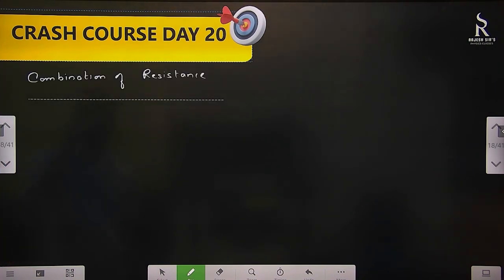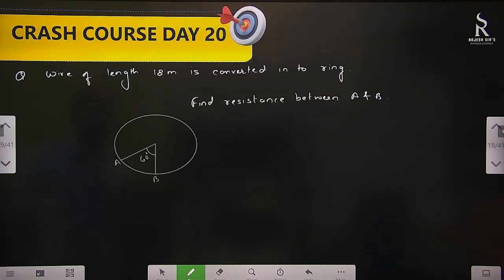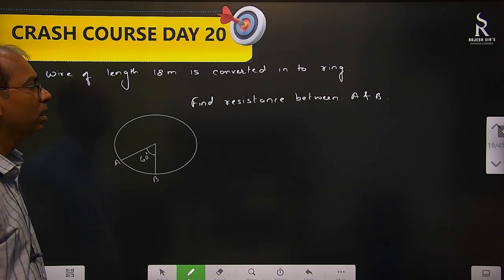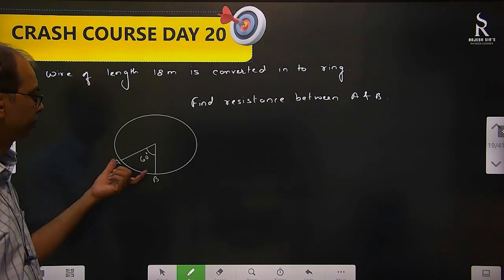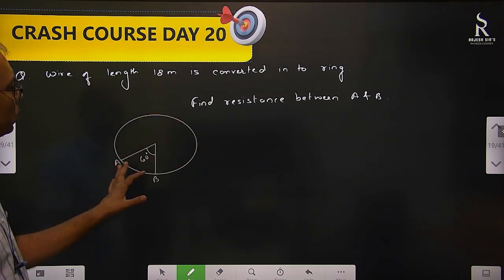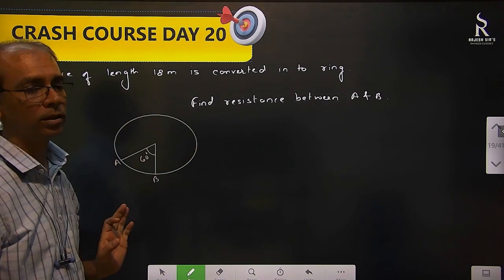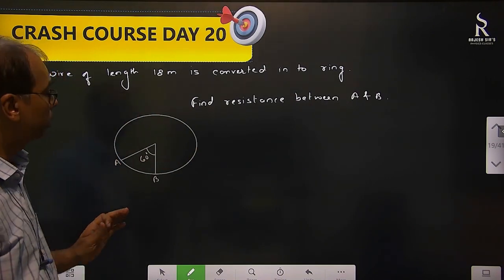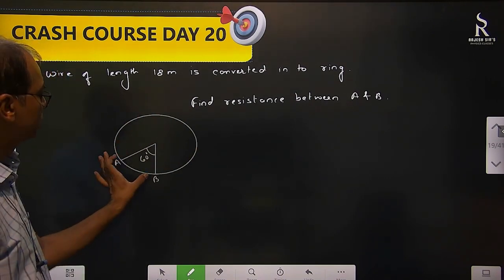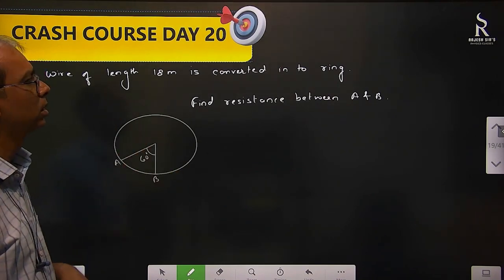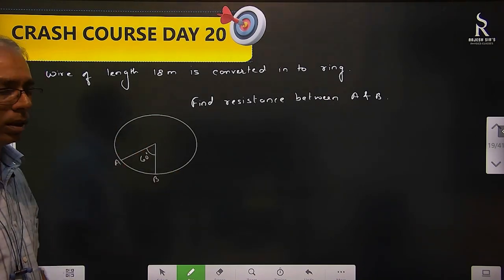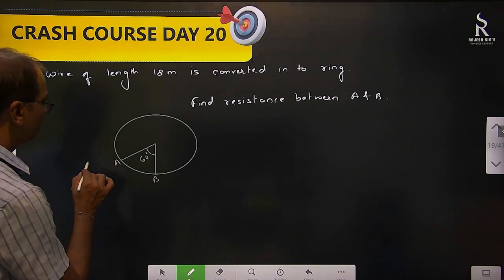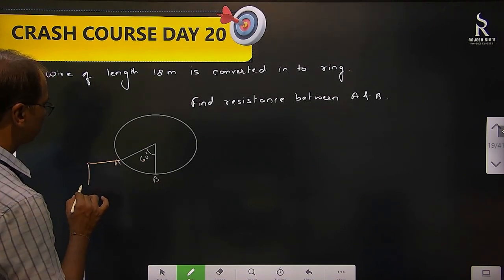Combination of resistances, we have already done. Series and parallel we have seen. Now a wire of length 18 meter is converted into a ring. Find resistance between A and B. So this is the total resistance of the entire wire. Now what you have done is made two sections. This is one section and this is the other section. And he is asking resistance between A and B. What is the meaning of that? It means you must have connected a battery like this here.